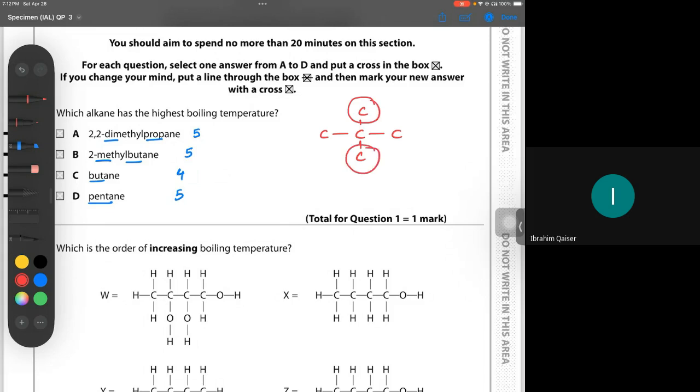So it has the branched structure. Okay, so that means the surface area is lower, the intermolecular force would be lower, and the boiling point would be lower. If you compare with option D, it's a straight chain structure, which means the surface area is higher. When the surface area is larger, the intermolecular force would be higher, so the boiling point would be higher. So option D would be the correct answer, because in this option the intermolecular force is higher as the surface area is higher, okay?